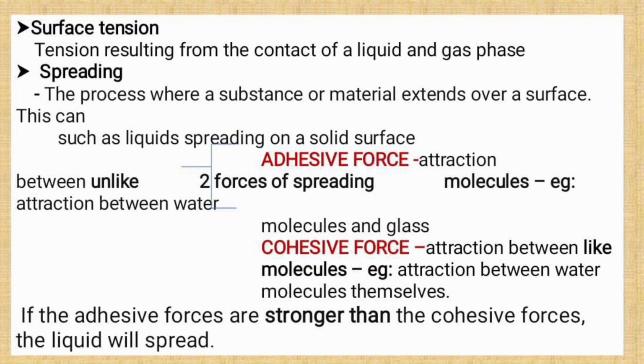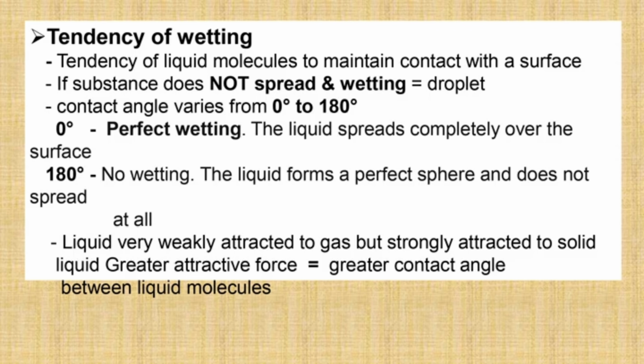Okay. Then the next slide is about the tendency of wetting. It is the tendency of liquid molecules to maintain contact with a surface. If the liquid molecules maintain contact with the surface, that tendency is called the tendency of wetting. And if a substance does not spread and wet, it forms a droplet. That form is called a droplet.